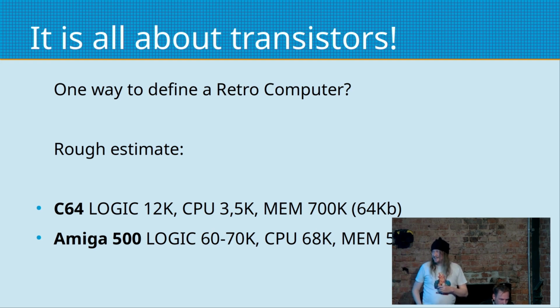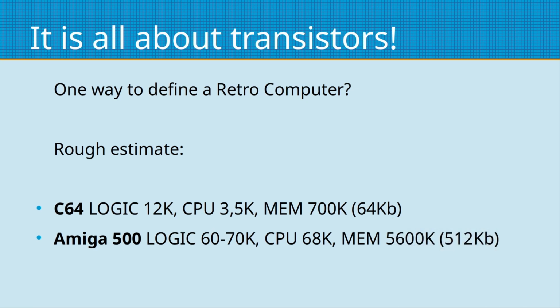I would say that C64 is my mighty machine because it has so few transistors and it can do so much. Of course, this goes for the Amiga too. These are rough estimates, but I figured out about how many transistors these computers have. Memory takes most of it, usually.